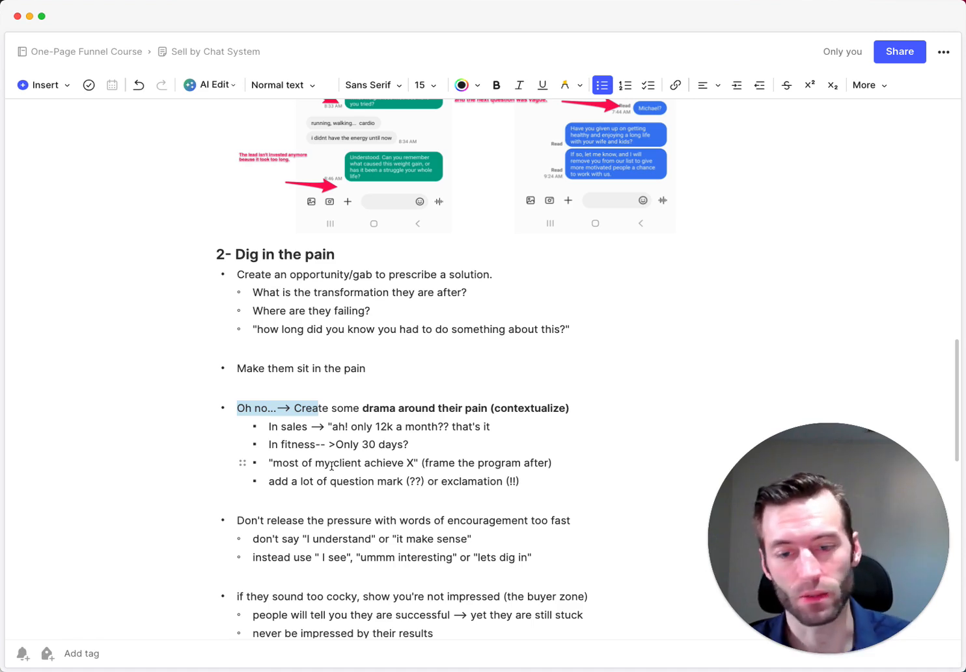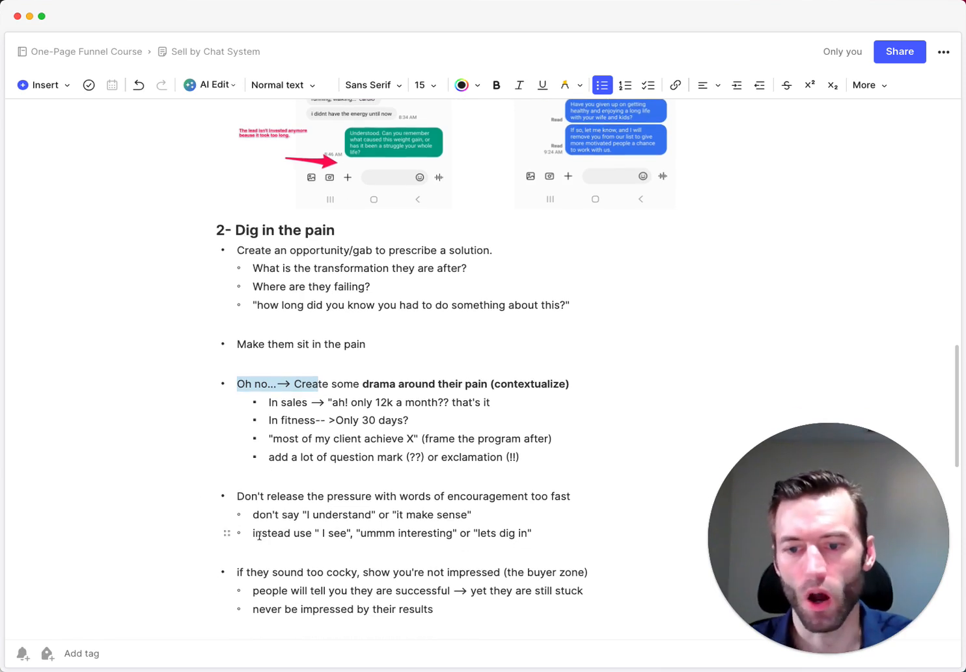In fitness, like I said, it could be how many pounds you lose. And you're trying to position it like, oh, most of my clients achieve X in this amount of time. Just to frame your offer and also to show that you have a lot of authority. You're working with a lot of people in the same situation and they're crushing it or they're at a different stage. So you've seen a lot. You should show them that you have a lot of authority, expertise, and you're not impressed by what they're saying, right? And you do that by also adding a lot of question marks and exclamation points to make it more like there's more drama, there's more emotion in it.